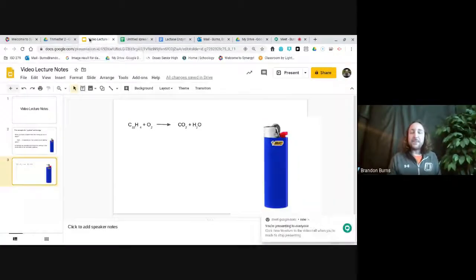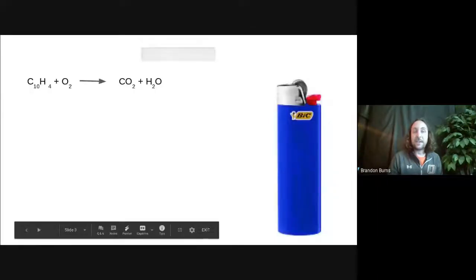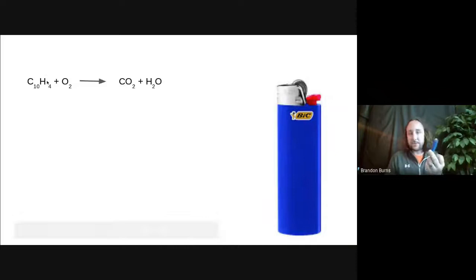But this equation looks just like the equation for cellular respiration, except instead of C10H4 isobutane, what's in the lighter, the chemical that would go there is C6H12O6, which is glucose. But it gets combined with oxygen and it produces carbon dioxide and water. And that's a fundamental chemical reaction.